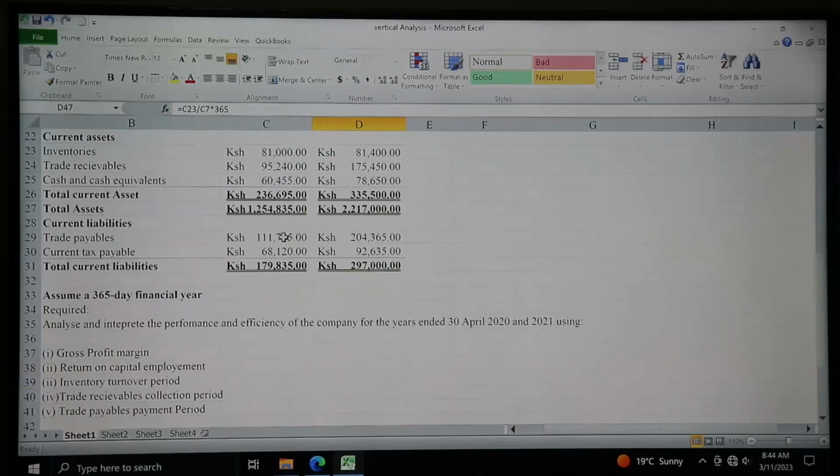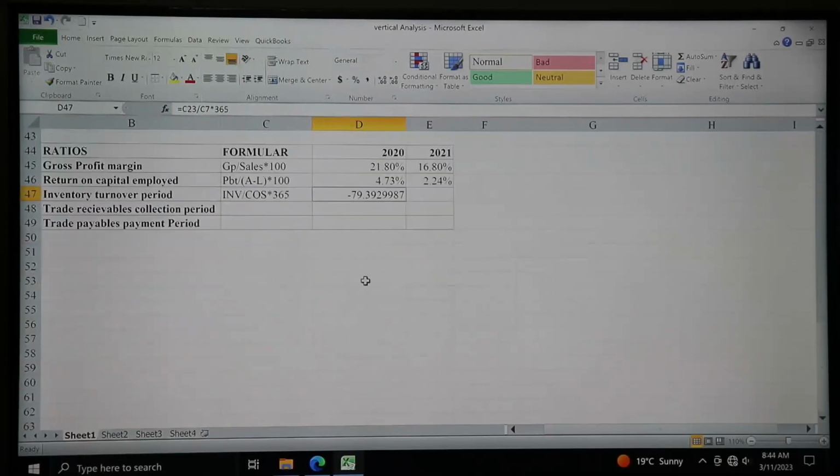So, just a minute. Do we need to give a negative percentage? If we are to refer to this cell, then we should just pick it like this. And remember that this rate, that is the stock inventory turnover for 2020, if you copy across, you should get for 2021.